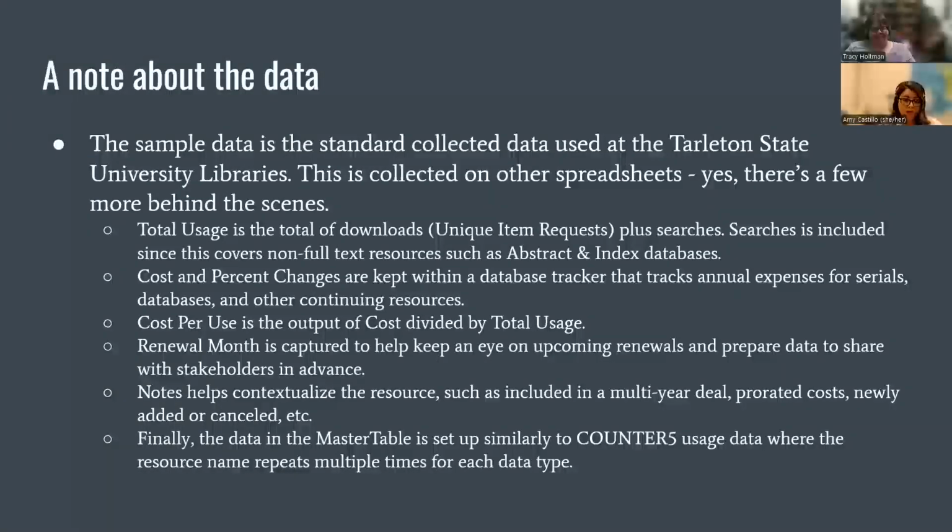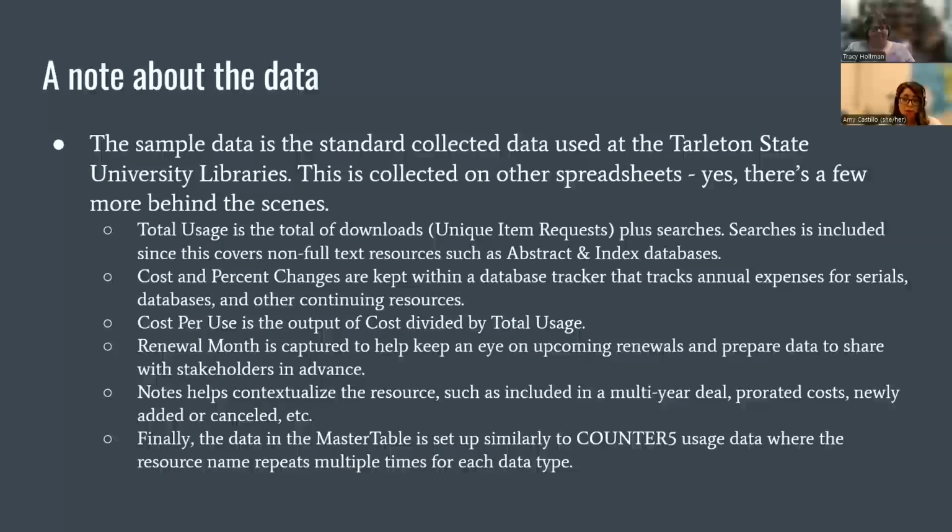This sample data that is shared here is kind of the standard collected data that's used at Tarleton State University Libraries. This is collected on other spreadsheets. Yes, there's a lot more behind the scenes. The total usage is a total of downloads, which is the unique item request from Counter 5, plus searches. Searches is included since this covers non-full text resources such as abstract and index databases. Cost and percent changes are kept in a database tracker that tracks annual expenses for serials, databases, and other continuing resources. Cost per use is the output of cost divided by the total usage.